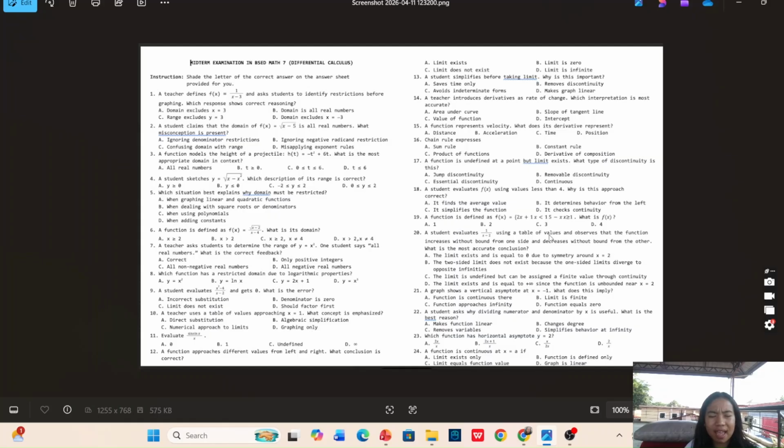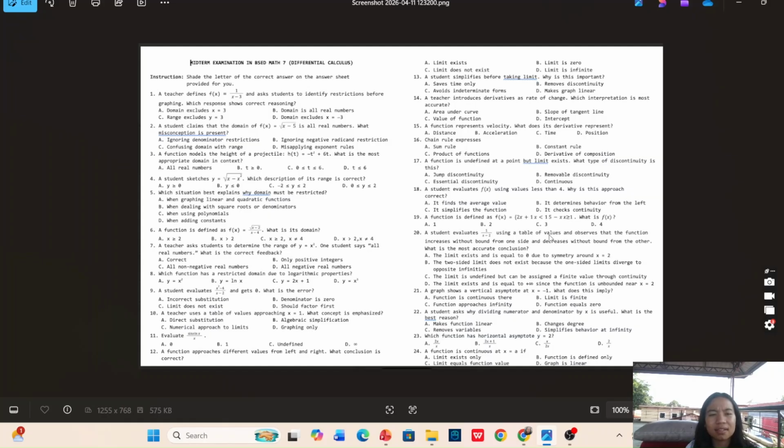A teacher defines f of x equals 1 over x minus 3 and asks students to identify restrictions before graphing. Which response shows correct reasoning? Option A, domain excludes x equals 3. B, domain is all real numbers. C, range excludes y equals 3. And D, domain excludes x equals negative 3.